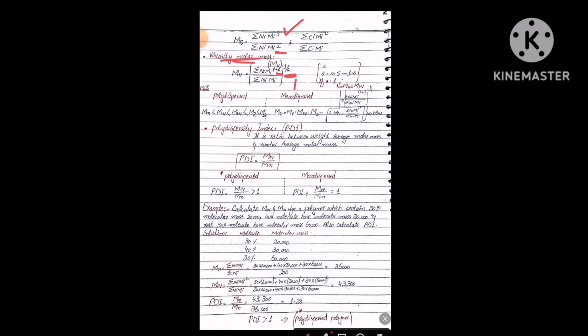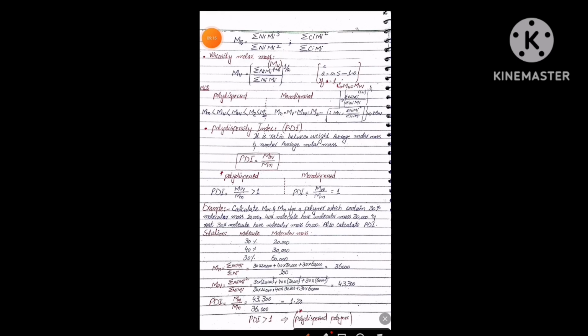What is A? Students, A has a value between 0.5 and 1, that is the range of the A term. If the value of A is 1, then Mv equals Mw. It's important.